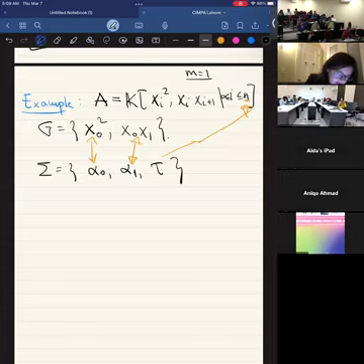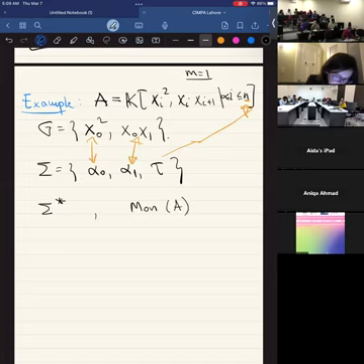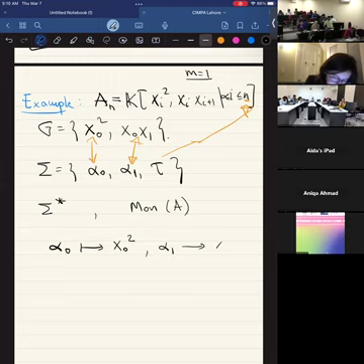So I want a bijection, a map between words in sigma star and the monomials in A. A is the union of them, monomials in A. So if I take alpha 0, alpha 0 gets mapped to x_0 square, and alpha 1 gets mapped to x_0 x_1.